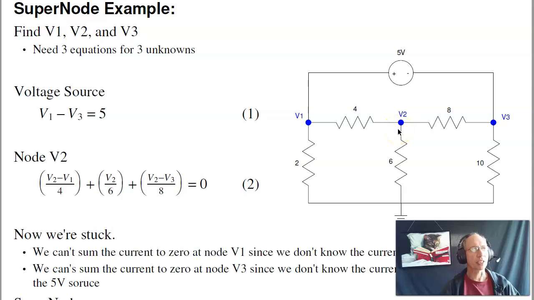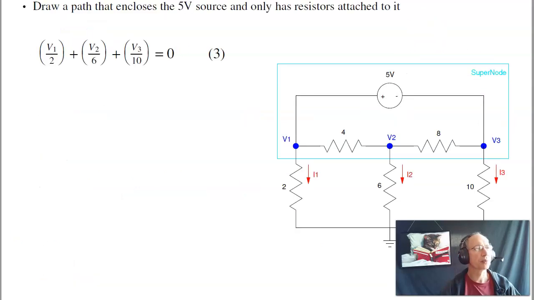Now we're stuck. I can't write the node equation of V1 because I have no idea what the 5-volt source is producing. I can't write the node equation of V3 either. I have no idea how much the 5-volt source is drawing, consuming. But I still need that third equation. To come up with that third equation, that's a supernode.